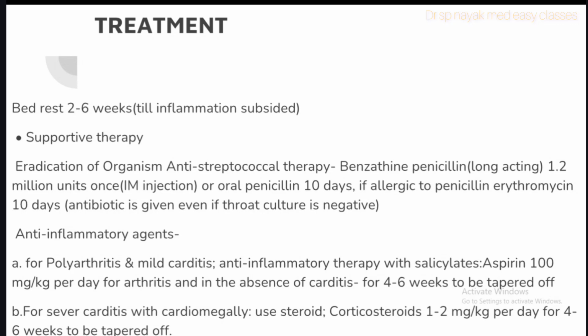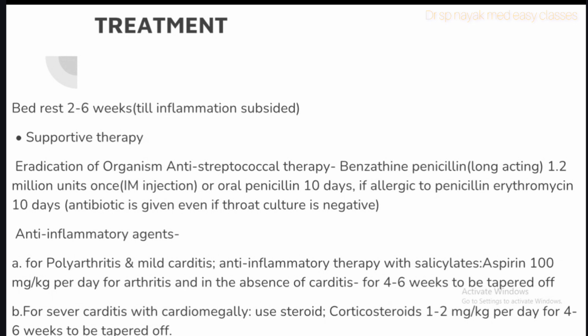This is supportive therapy. We are going to give anti-inflammatory therapy to the patient now for inflammation caused by immunological processes. For polyarthritis and mild carditis, we are going to give anti-inflammatory therapy with salicylates, which includes aspirin 100 mg per kg per day for arthritis, and in the absence of carditis, for 4 to 6 weeks, to be tapered off. If we cannot see carditis, then for 4 to 6 weeks we are going to give aspirin, and then we will gradually decrease the dose and stop the drug.